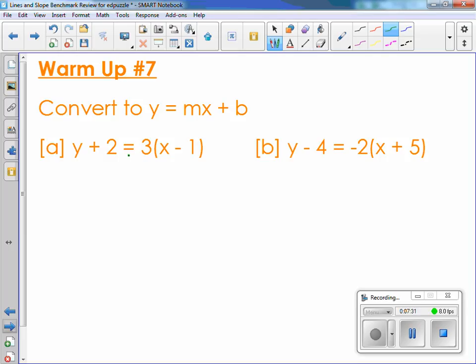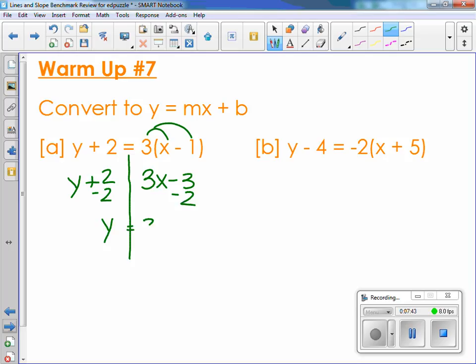So on this one, you draw your line in and you distribute like we did at the beginning. So you get 3x minus 3, y plus 2, and then you subtract 2. You get y equals 3x minus 5. So you go ahead and try the second one.